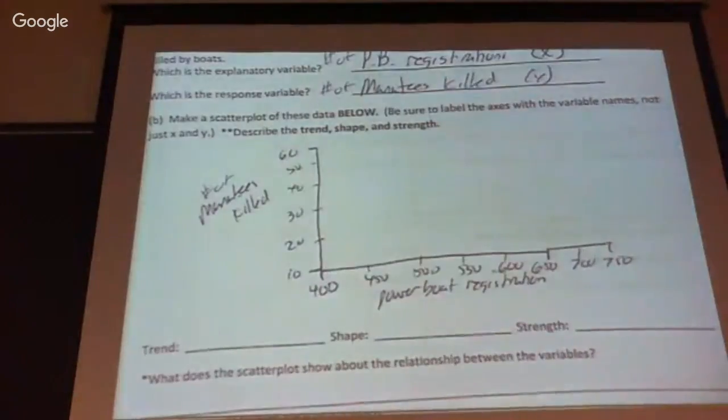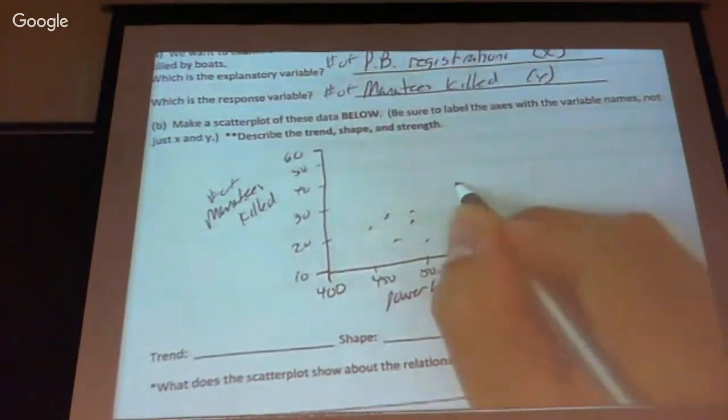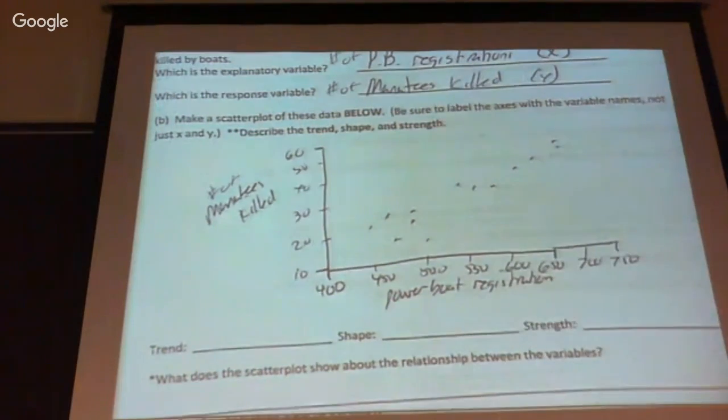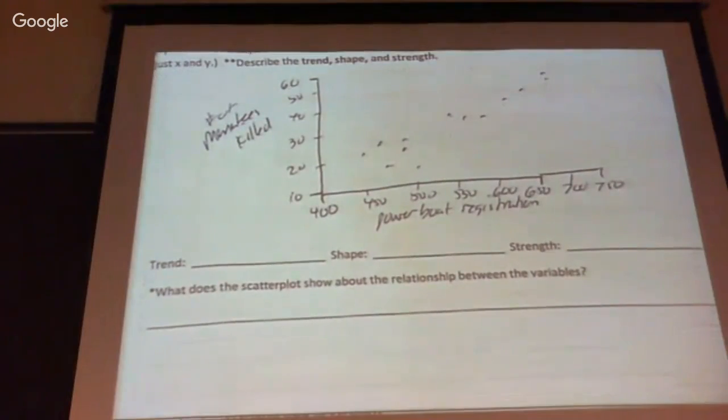Okay? So do your best. Doesn't have to be perfect. You don't have to be an artist, but draw the dots you see. I'm not going to take out a ruler and check every little dot to make sure they're exactly where they're supposed to be. But just get the idea, and then answer the questions below. Trend, shape, strength. Trend is also direction. Shape is also form, and then strength, and then answer the question below.